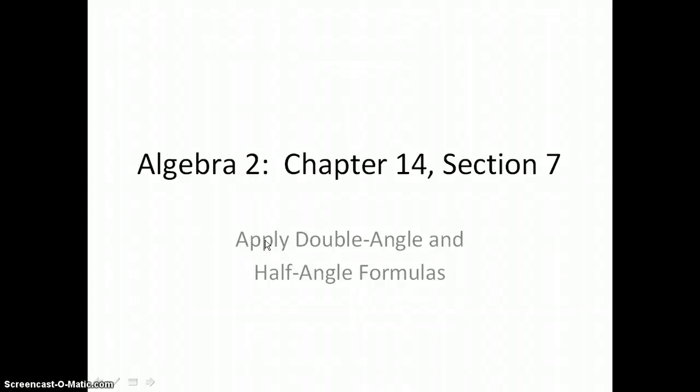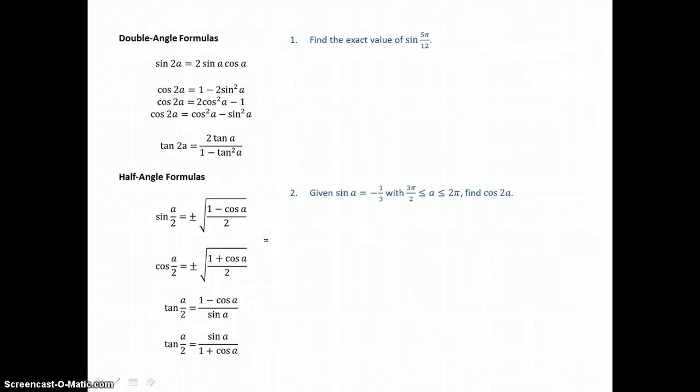In section 14.7, you will apply double angle and half angle formulas. Our double angle and half angle formulas are listed on this page. We want to find the exact value of sine of 5 pi over 12 in our first example.